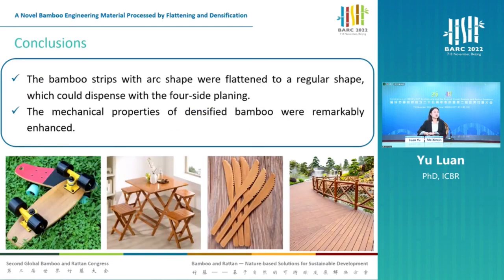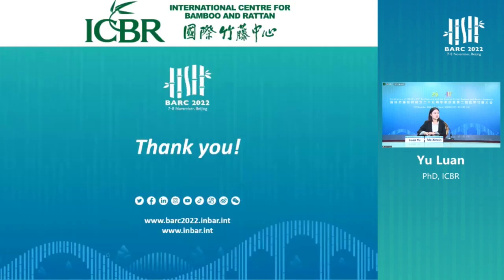In conclusion, we propose an integrated treatment combining flattening and densification. It is simple, efficient, and chemical-free. After treatment, the bamboo strips with arc shape were flattened to a regular shape, which could be displayed with a full-size planing. The mechanical properties of bamboo were remarkably enhanced. The flattened and densified bamboo can be used for the manufacture of skateboards, furniture, dinnerware, and floors. The proposed new process could open the door to cost-effective and high-performance products development and applications. That's all. Thank you.